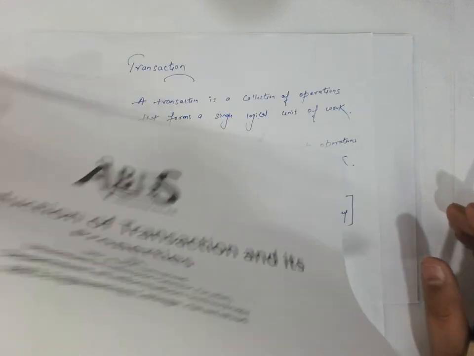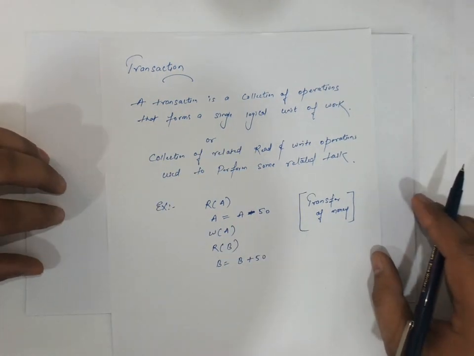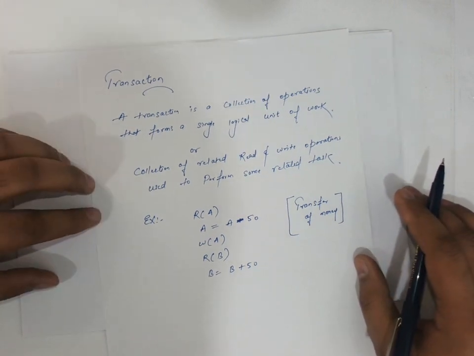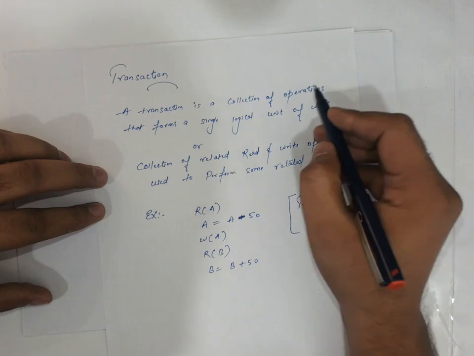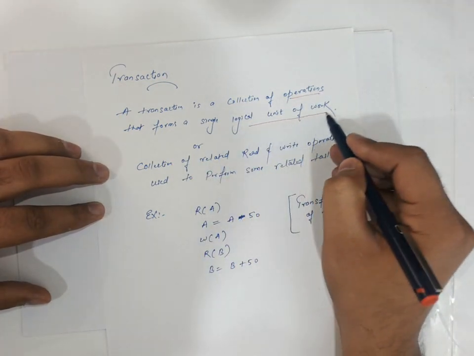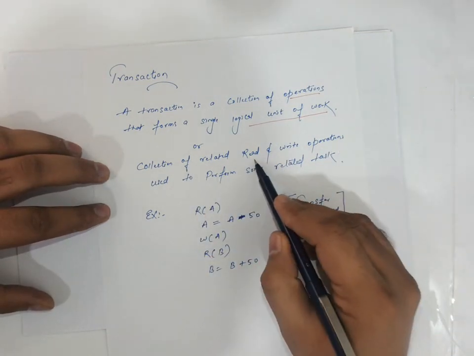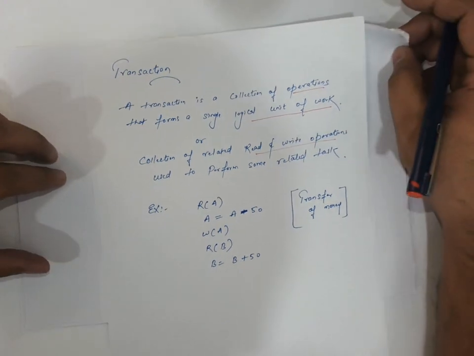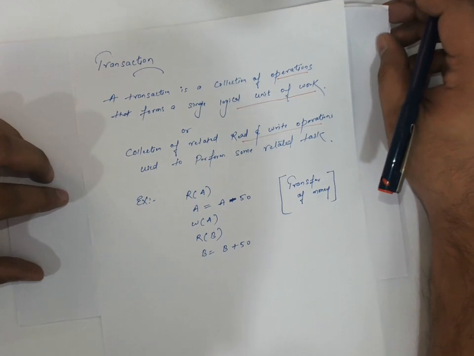So in many of the books I have seen many definitions of what a transaction is. In many books I have seen this: the transaction is a collection of operations that forms a single logical unit of work. And in another book I found this: the collection of related read and write operations. So when we see different books, different references, we find different definitions of transaction. So what is actually the transaction?